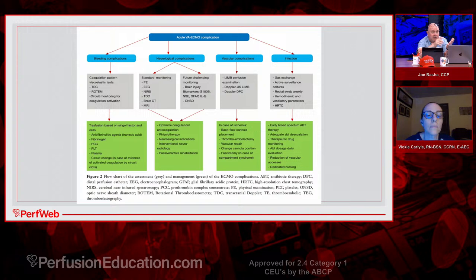And you do TAVRs, you do high-risk PCIs, and you think, oh, just having Impella is good enough until you lose your right side, and then you're going to do a left-sided Impella, and you're going to do a right-sided Impella, and you think it's all that easy to do.